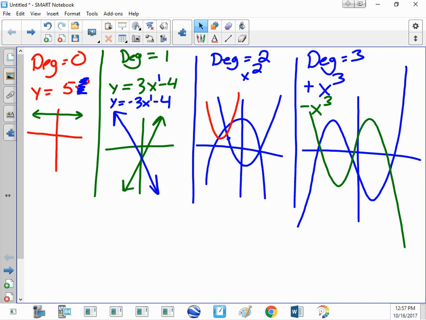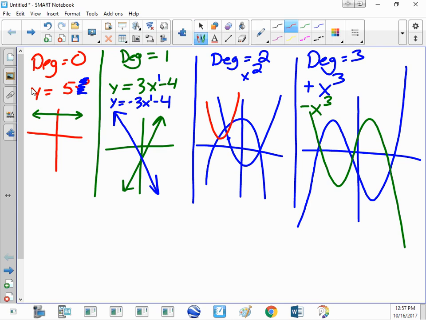Can it have none? Can an x to the third graph miss the x-axis? There's no way. Yes? No, the degree is the highest exponent, the first one. Once you put it in order, it's the first one.